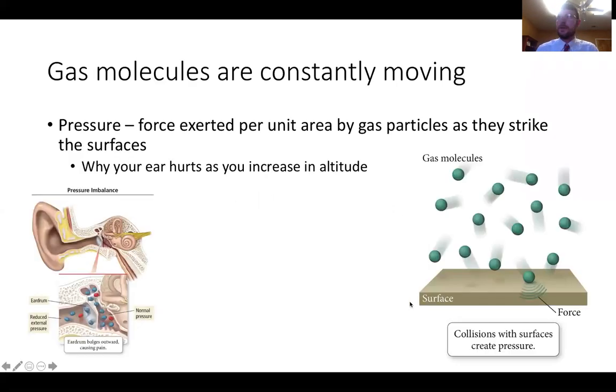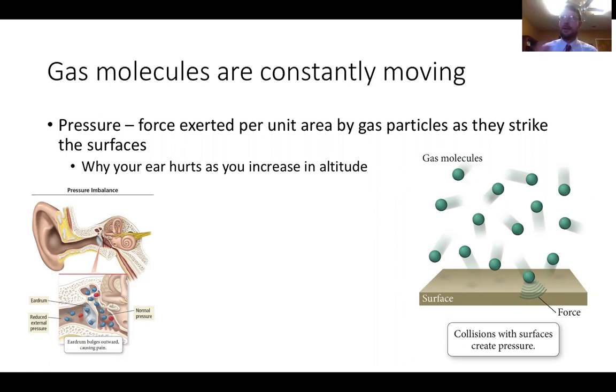The first thing we want to talk about, though, are gas molecules. Gas molecules themselves are constantly moving. Unless we talk about going to absolute zero, where gas molecules may be slowed down, almost stopping, but they're constantly moving. And so what we see with gases is this thing called pressure. Pressure is the force exerted per unit area by gas particles as they strike surfaces. As the gas particles are moving, they're in constant contact with everything they're hitting, including the walls, including the inner ear.